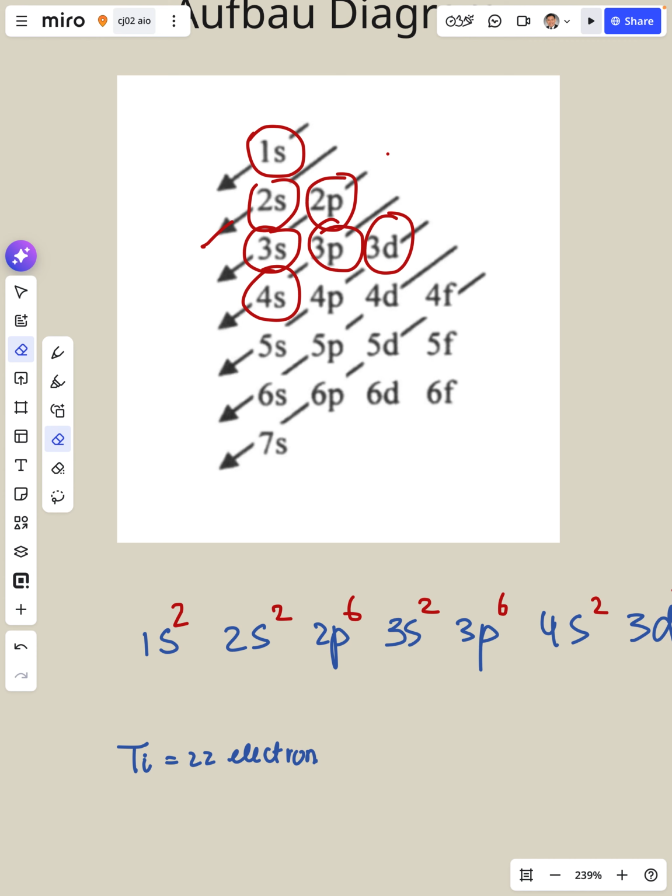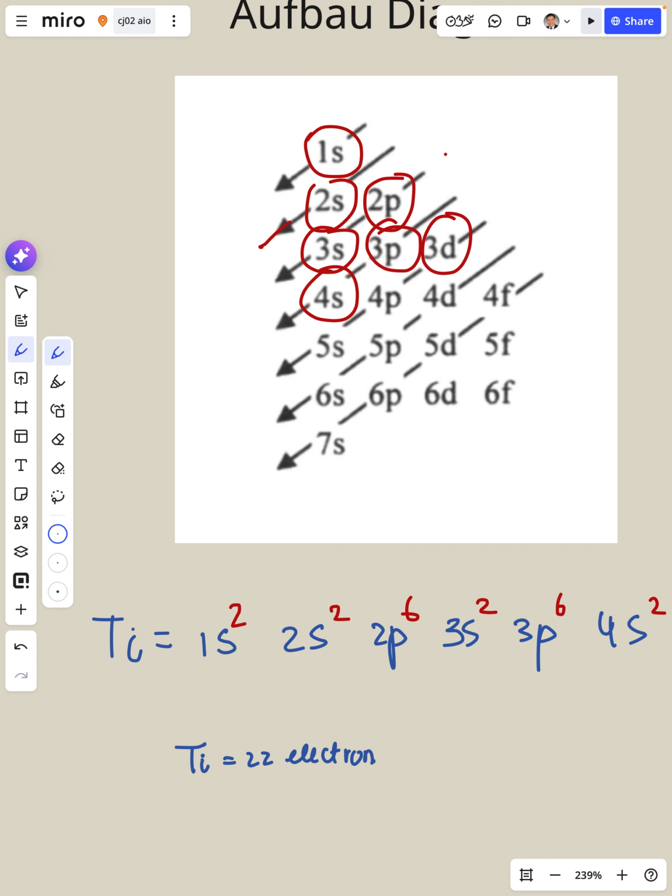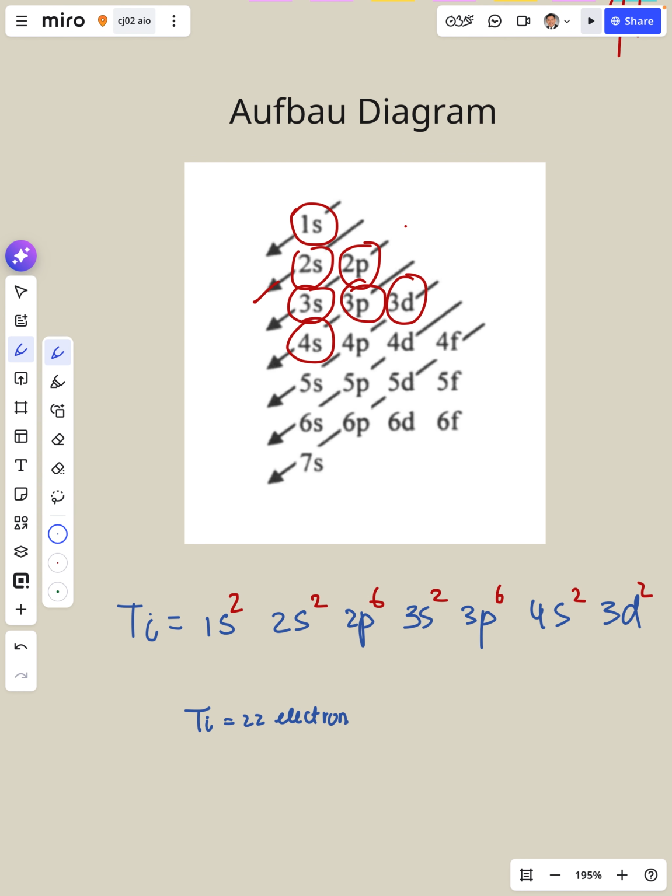So let's recap titanium. What is titanium? The electronic configuration of titanium is 1s2, 2s2, 2p6, 3s2, 3p6, 4s2, and 3d2.